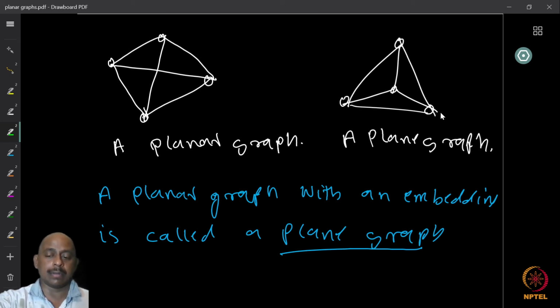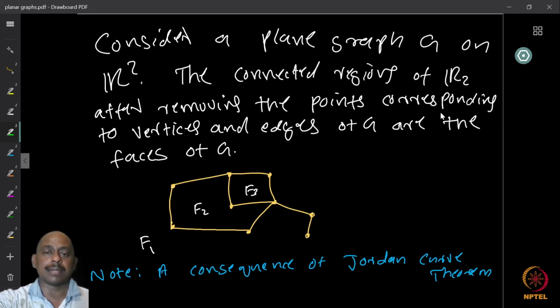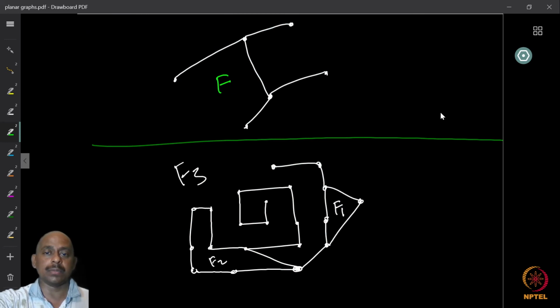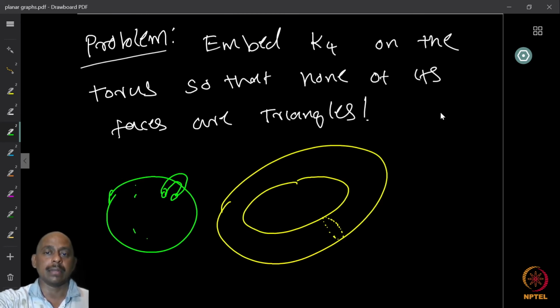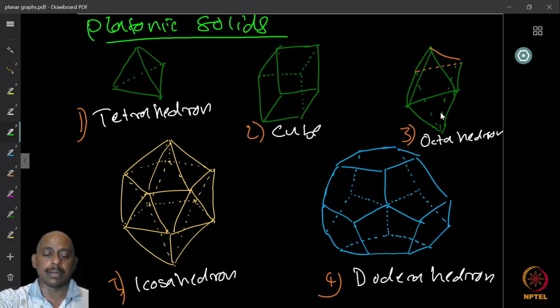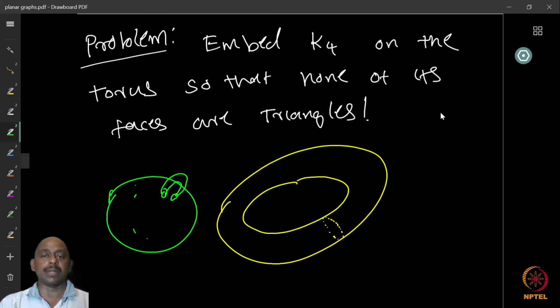But on the other hand, what I want you to do is to find an embedding on the torus for this graph, so that no face is a triangle. This is probably not immediate, but if you think about it, you will be able to come up with an answer.